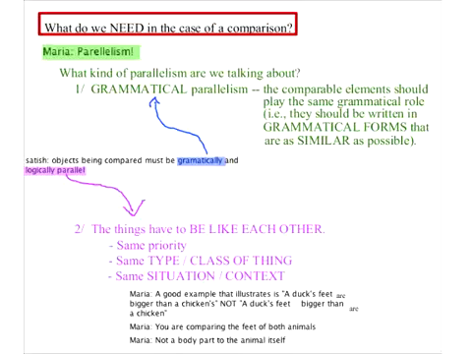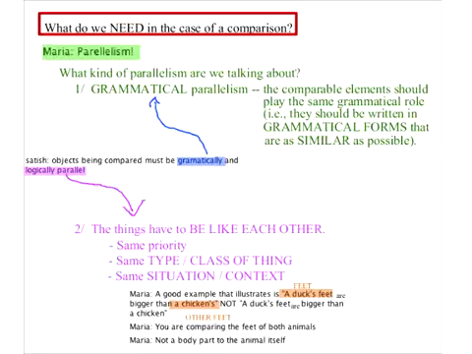Yeah, like in the first example that Maria gives here, the comparison makes sense because this is a duck's feet and this is also a chicken's feet. So that comparison makes sense. Feet and other feet. Unless you literally mean that the duck's feet are bigger than the whole chicken, this second sentence is wrong.